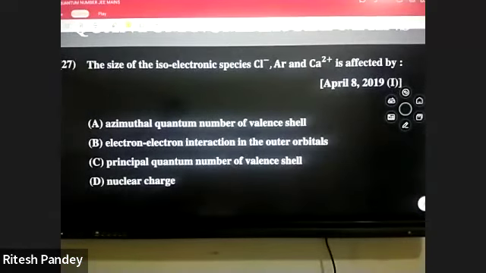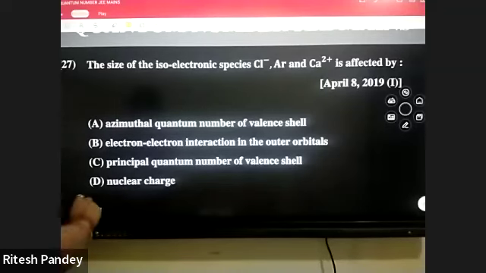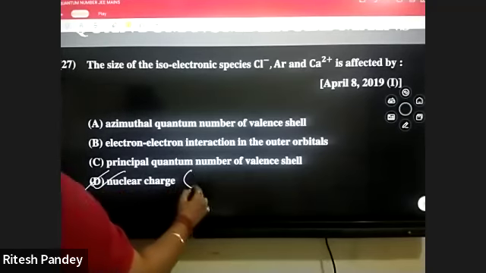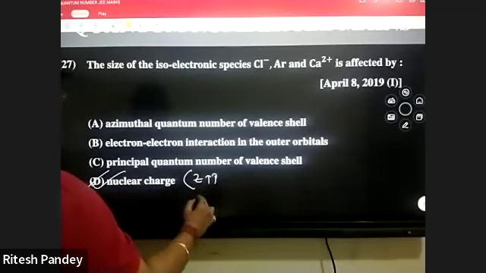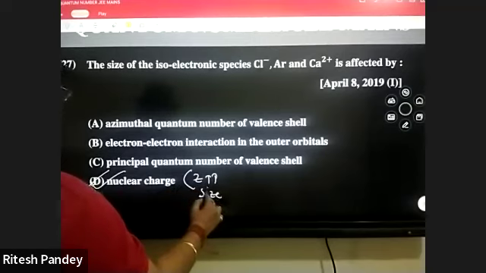The size of isoelectronic species like Cl minus and Ca2 plus is affected by D. Nuclear charge. Nuclear charge. The one which will have higher value of Z will be smaller. जर ज्यादा होगा तो size छोटा होगा.